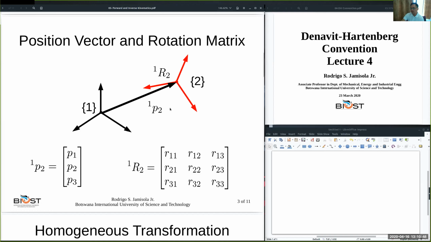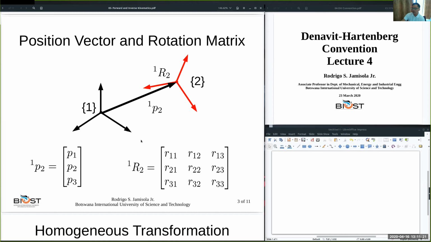So the X axis in frame 2 is expressed with respect to X, Y, and Z of frame 1. Each of these axes, X axis, Y axis, and Z axis of frame 2, is expressed with respect to the X axis, Y axis, and Z axis of frame 1. That's how we treat the rotation of frame 2 with respect to frame 1.